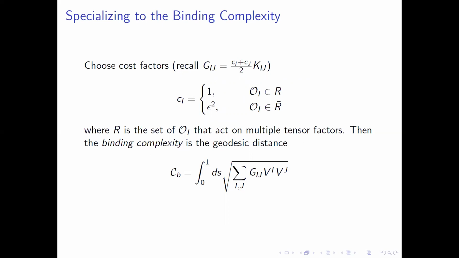All gates that act on multiple tensor factors will have the same weight, that's just 1. And gates that don't have a very, very small cost factor that we've written as epsilon squared, simply to make the metric invertible. It can be treated as 0 for all purposes, and we'll take it to 0 at the end. And so, at the end of the day, the binding complexity will be the geodesic distance for the unitary that creates the state of interest, with the caveat that the metric that appears in this geodesic distance has these cost factors that only count directions that entangle.